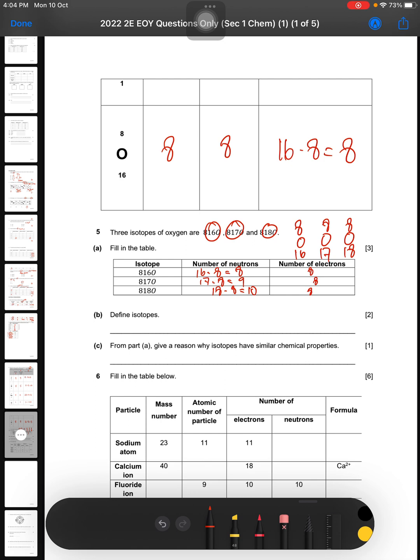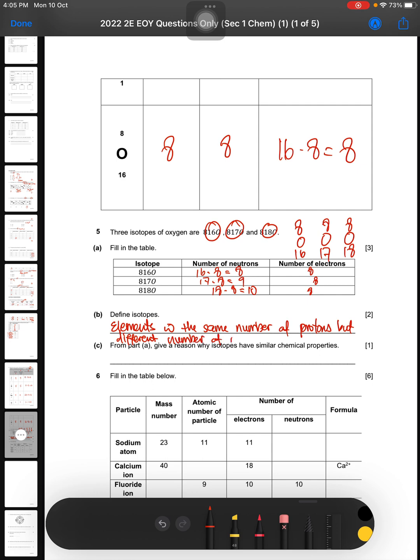Next, we move on to isotope definition. So this one, be very careful. I mentioned it in class before, so please remember, okay? We're talking about elements with the same number of protons but a different number of neutrons. Okay, nothing to do with the electrons.